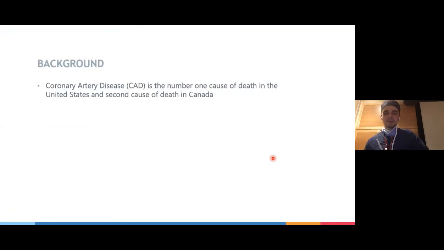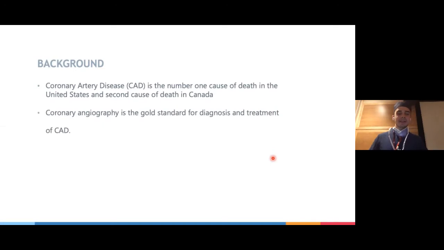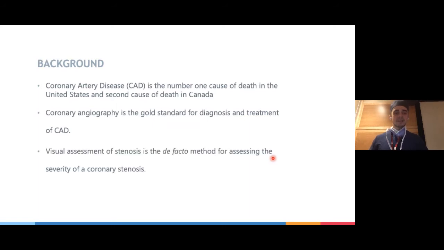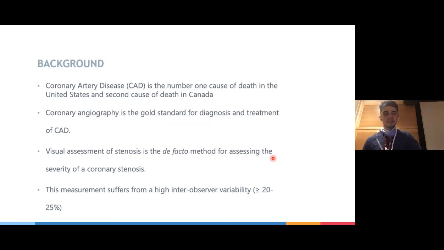So CAD is the number one cause of death in the US and the second cause of death in Canada. And as you're aware, coronary angiography is still the gold standard for diagnosis and also treatment of CAD. But us interventional cardiologists, and I suffer from that too, we usually use visual assessment of stenosis as the de facto method for assessing the severity of coronary stenosis. In short, we eyeball it. And this measurement, when we look at studies, suffers from high inter-observer variability ranging from 20 to 25%.